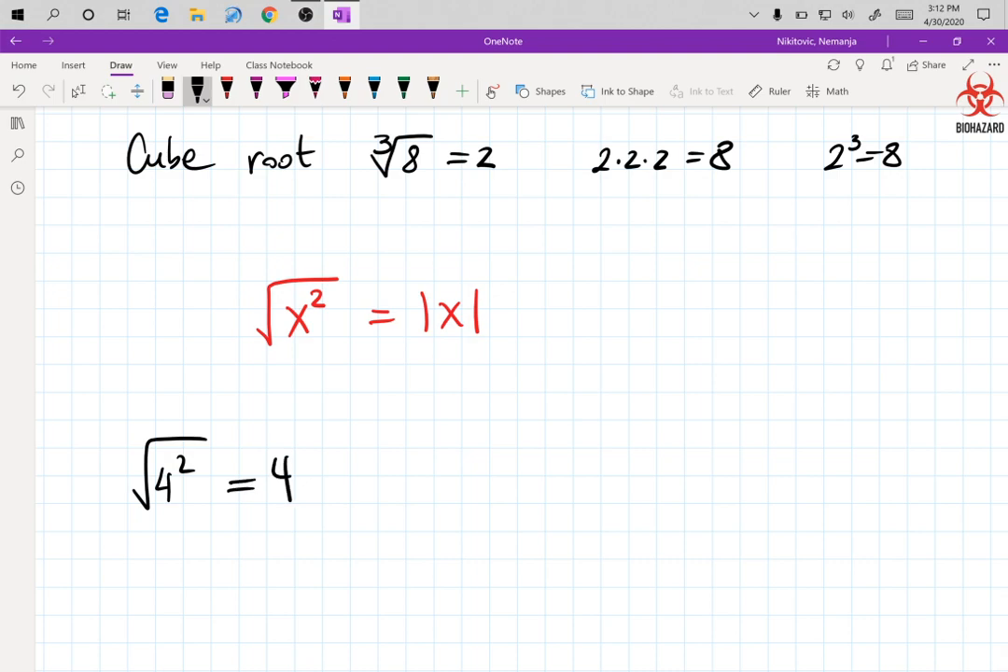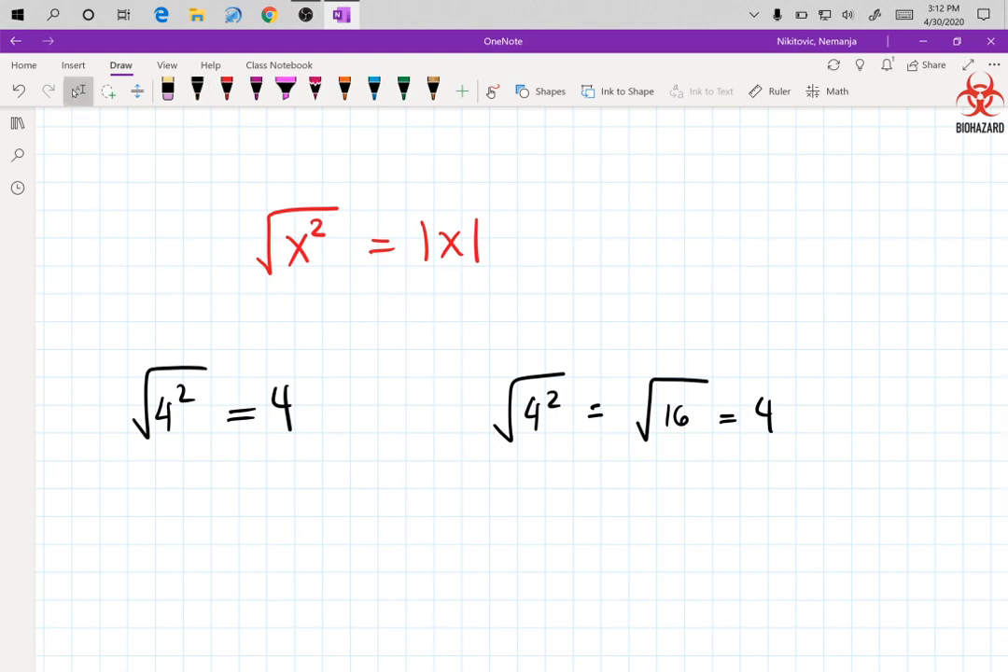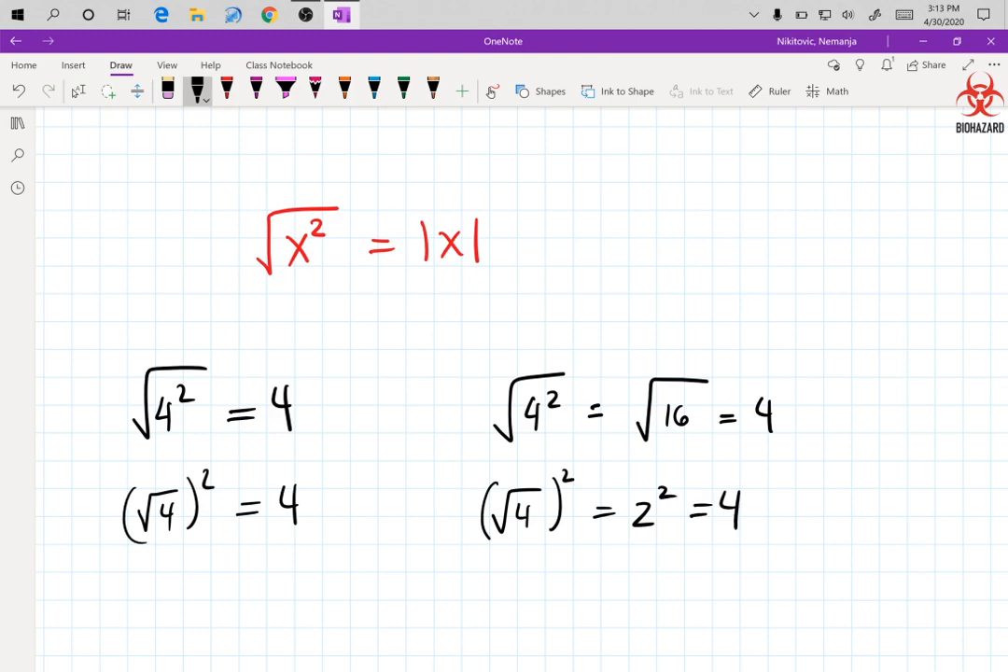Why? Well, if you want to compute this, you will have a square root of 4 squared is 16, and the square root of 16 is 4. Right? And also if you have a square root of 4, everything squared, they still cancel down to 4. Because if you have it that way, then square root of 4 is 2, and 2 squared is 4. So it doesn't matter in which order you put them.